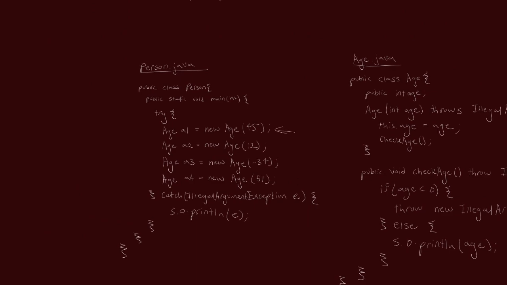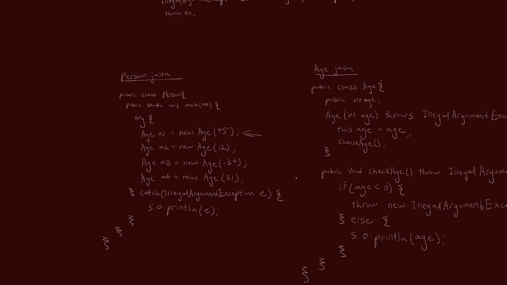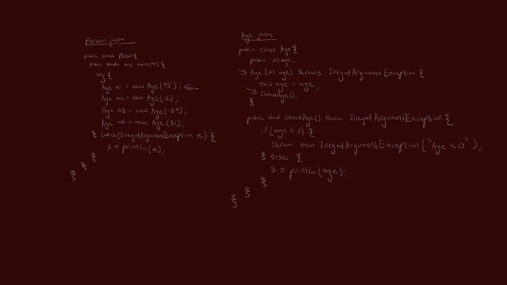So when we do this, we go into this constructor. This constructor immediately calls the check age, and then since age is greater than 0, we're going to print out 45. Then we print out 12, but when we're at minus 34, we throw an illegal argument exception with age less than 0 as the parameter. So this gets called, and instead we print out age less than 0, and then that's it. We don't go to the next one. We stop the program there.